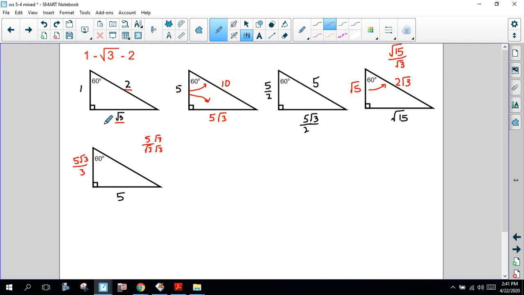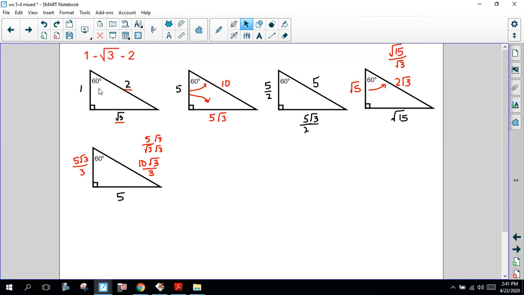Well, to get to the hypotenuse, the key number is the 2. I'm going from a short leg to hypotenuse. It's getting bigger. Multiply by 2. Putting that 2 in the numerator, well, the 5 times the 2 gives me 10. So I end up with 10 radical 3 over 3 for my hypotenuse.